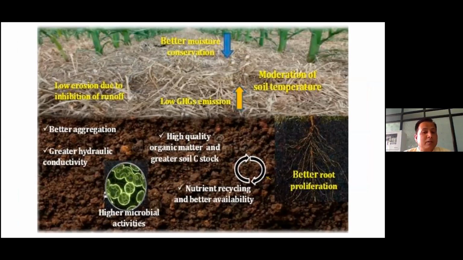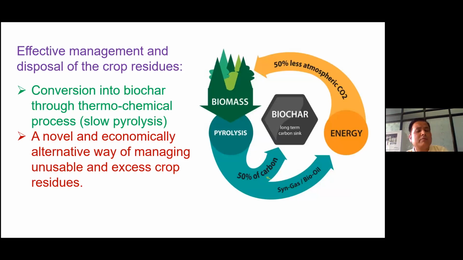We have high quality organic matter and greater soil carbon stock. We have the power of nutrient recycling and better availability. We have higher microbial activities, higher microbial population, and better root proliferation. There are multiple benefits. And in recent times, there is one very effective technology that we have been practicing since a long time, but this is somewhat a refined form.